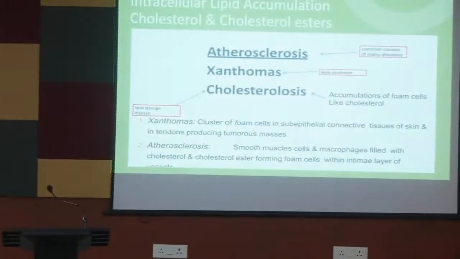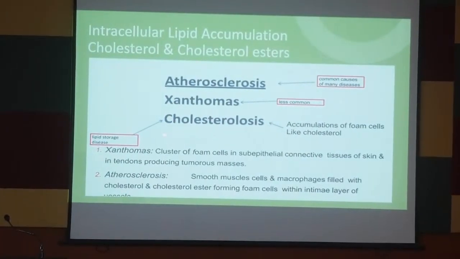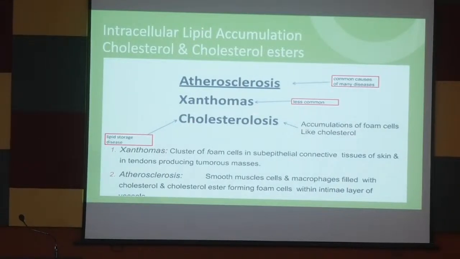So coming to the picture, atherosclerosis is a common cause of many diseases, xanthoma is less common, and cholesterosis is accumulation of foam cells like cholesterol in the gut and gallbladder. Okay, so atherosclerosis occurs in the intimal layer of the artery. Xanthoma occurs in skin and subcutaneous tissue, and cholesterosis occurs in the gallbladder. So why the gallbladder? Because the gallbladder has a very important role in fat metabolism.